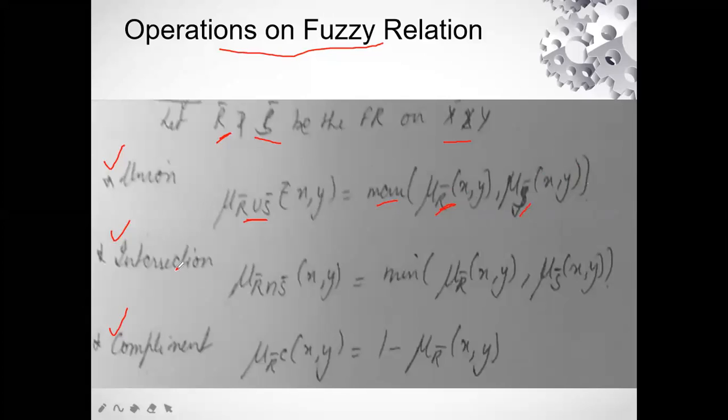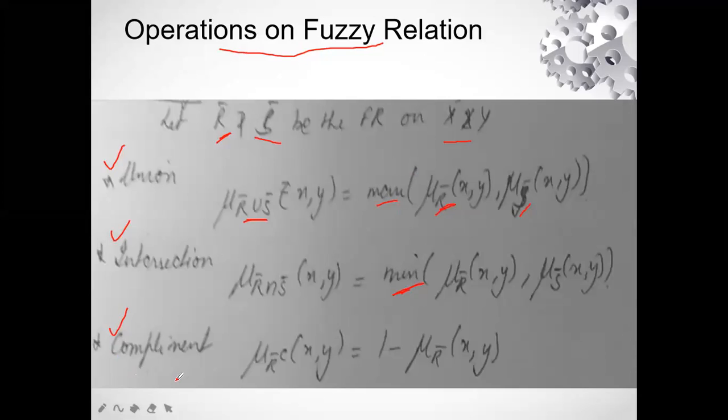Now the next one is intersection. Intersection we have mu R bar intersection S bar (x, y) is equal to what? We are going to use minimum here for intersection: minimum of mu R bar (x, y), mu S bar (x, y). So out of these we find the minimum, I get intersection, and out of these I find the maximum, I get union.